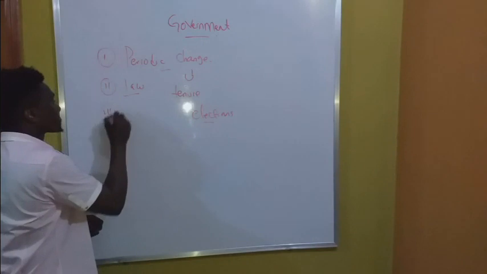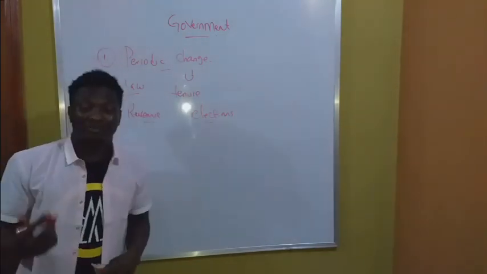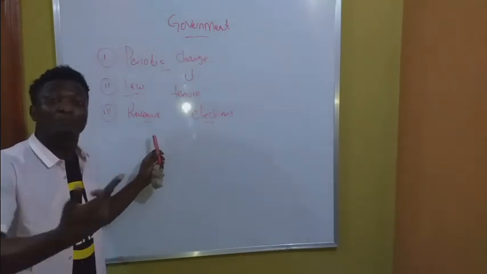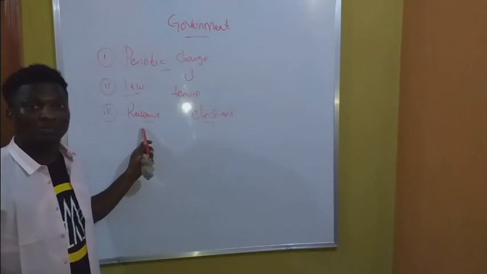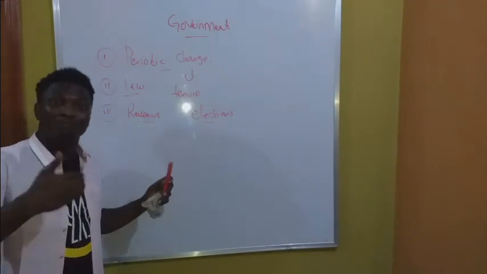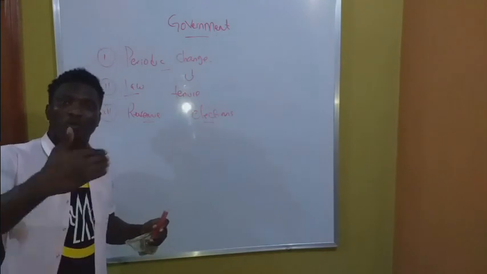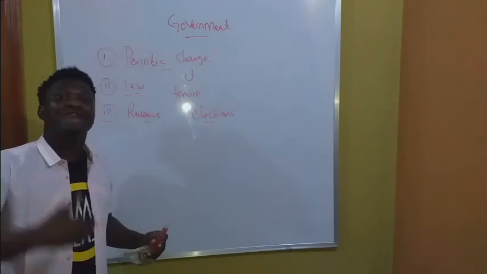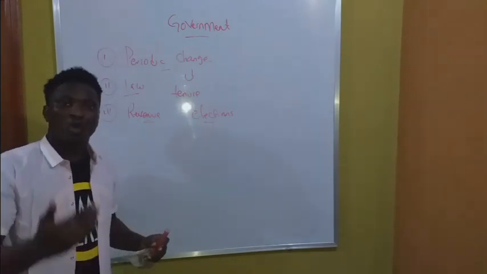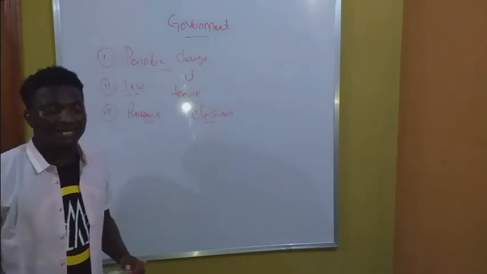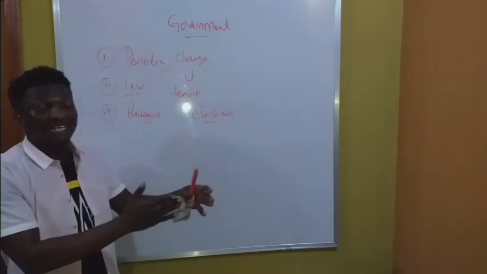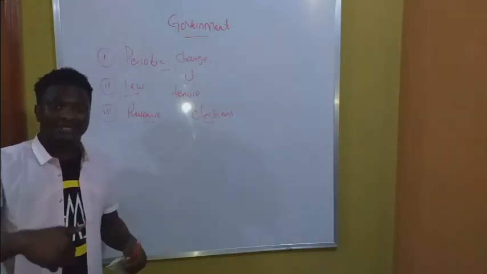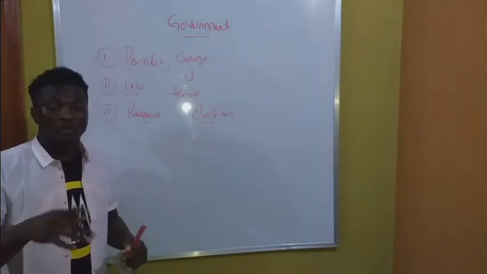Number 3 is revenue. This is an important attribute of government. Revenue is necessary for government to carry out its responsibility. Money is basically what we're talking about here. Government needs money to carry out its duty of welfare, its duty of security. And of course, government every year presents what is called a budget. And a budget is basically the expected income and expenditure of a state within a period of time, usually for 1 year.